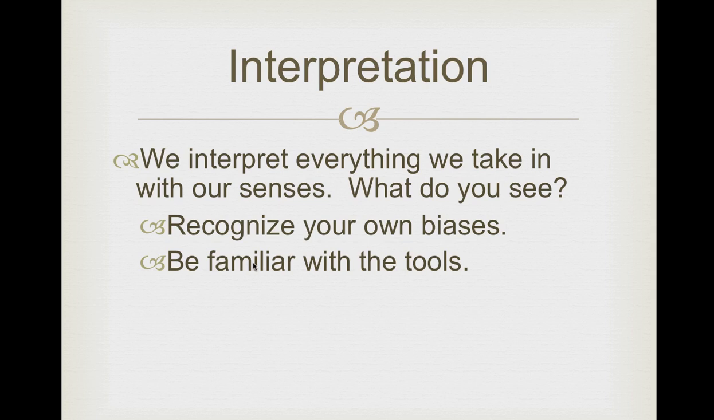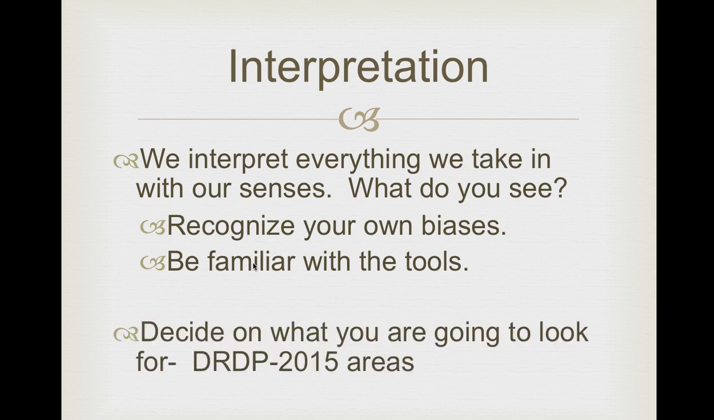We want to make sure that we're familiar with the tool. So which tool is going to be the best one for me to observe, and then I'm going to interpret based on my observations. Decide what you're going to look at for the DRDP 2015 areas. For instance, some of the different areas within that are crossed off. We're doing kind of a modified version for the Child Development 201 class, so we're not necessarily looking at every single area.